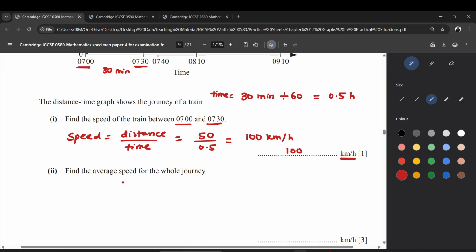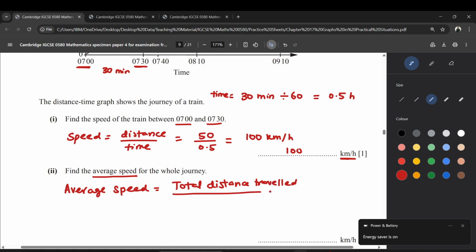Part 2, find the average speed for the whole journey. Again, the first thing is you write down the formula of average speed, which is total distance traveled over total time taken. Okay, let me just plug in the charger.